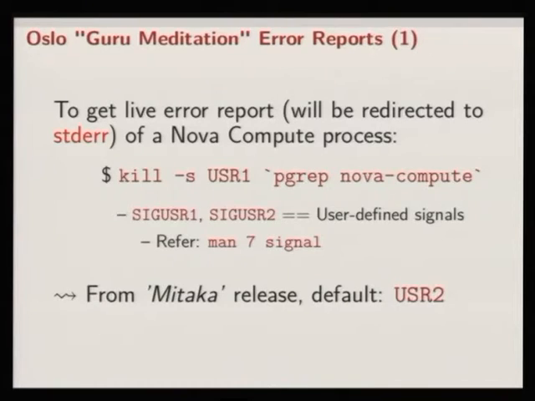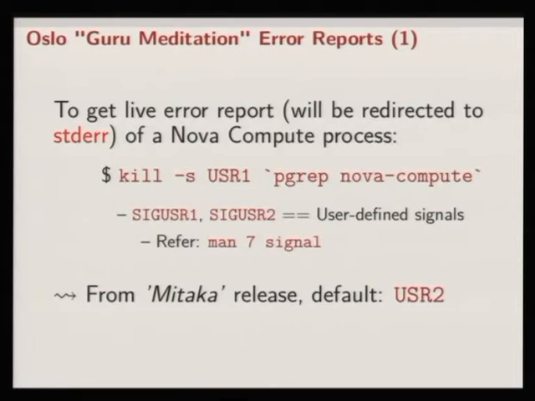Good question. The question is whether the error report mechanism is specific to Nova or other components. It is currently wired up in Nova. There is work in progress to enable that in other projects as well, but I'm not tracking those efforts. Some of them might have already been merged, so we can check that from the Git.